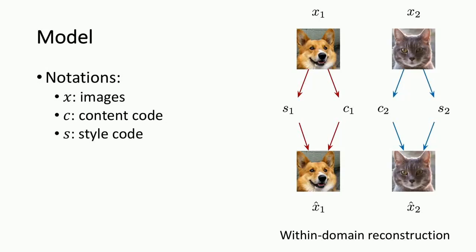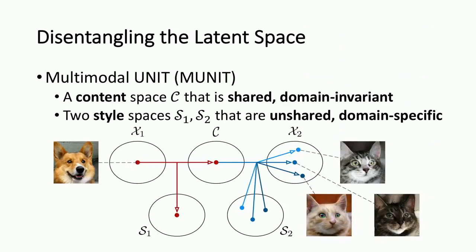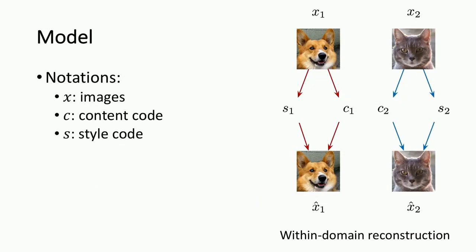So we disentangle the latent space into two components, a content space and a style space. Here, some notations: X denotes the images, C is the content code, and S is the style code. So during training, we enforce the autoencoder to behave like an autoencoder. We first give an input, we encode it to the style code and content code, and we reconstruct it using another decoder.